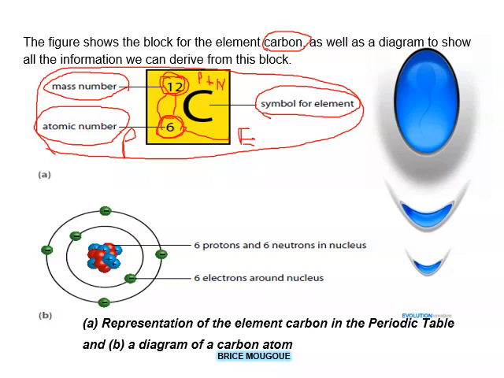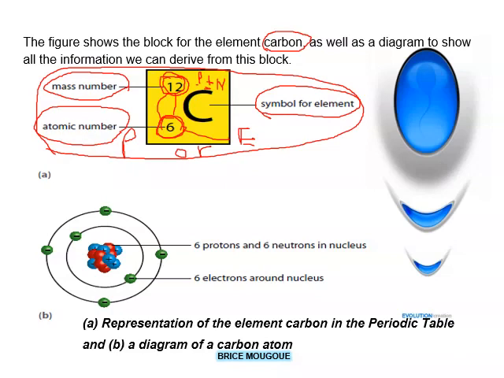Please, there's a difference between these two things here. For the atomic number, I said proton or electron. There is an or here. Meanwhile, for the mass number, I said proton plus neutron.